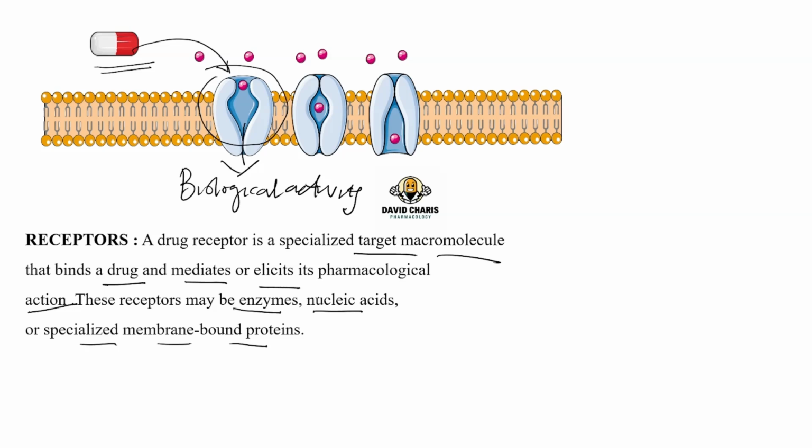Now you can see that there are some drugs that bind to receptors and elicit a biological response. They are called agonists. And there are some drugs that bind to receptors and block them, or don't produce any biological response. They are called antagonists.